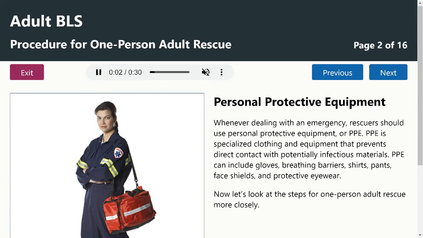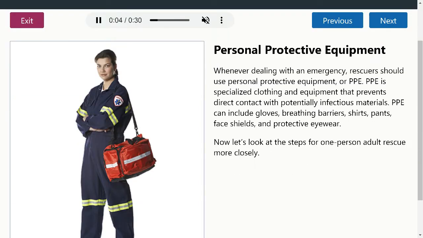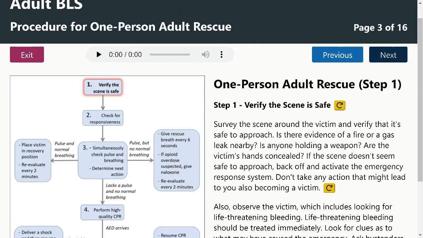Personal protection. Of course, we know what PPE is. You should use personal protective equipment. That is specialized clothing and equipment that prevents direct contact with potentially infectious materials. It can include gloves, breathing barriers, shirts, pants, face shields, and protective eyewear. Did I show y'all the little mask thing last week? The little clear thing. That's just a face shield that'll protect. But if you're out somewhere, just do chest compressions. Don't even worry about the breaths until EMS or somebody arrives.